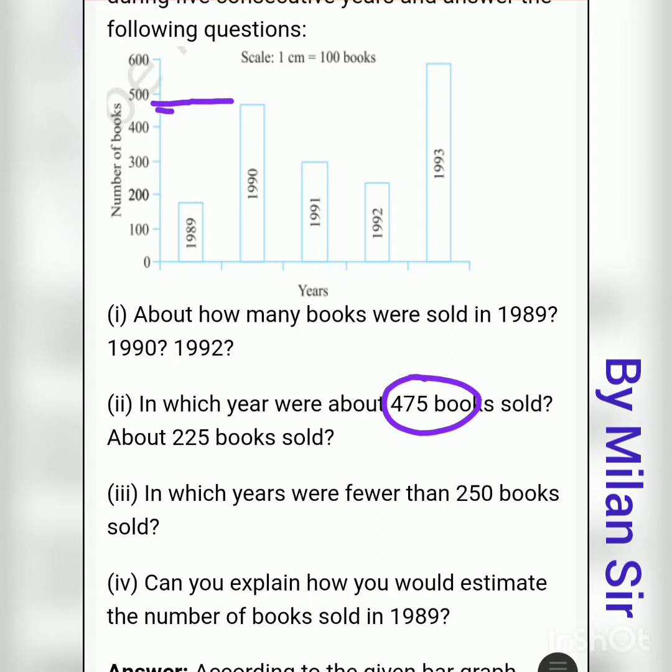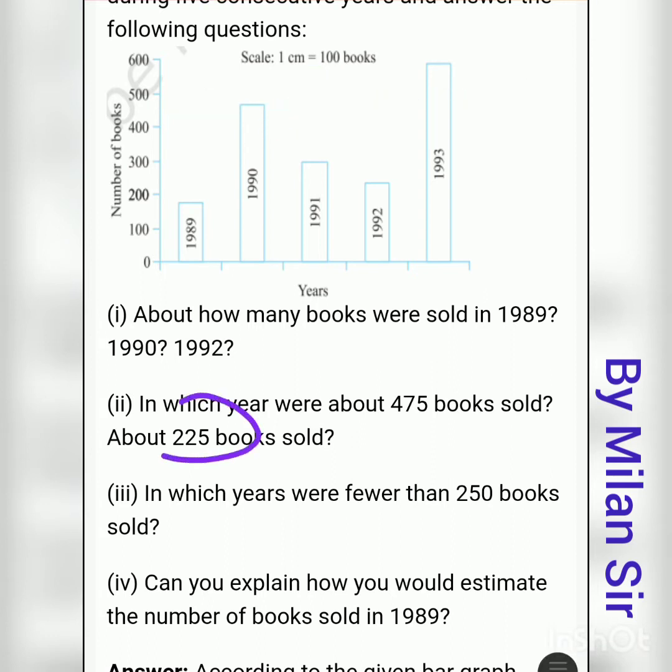So if we check this line, here we have only 1 year. It is 1990. Okay, in 1990, 470 books were sold. Here we need to check for 475. So from 475, just check the horizontal direction. So here we have the year 1990.